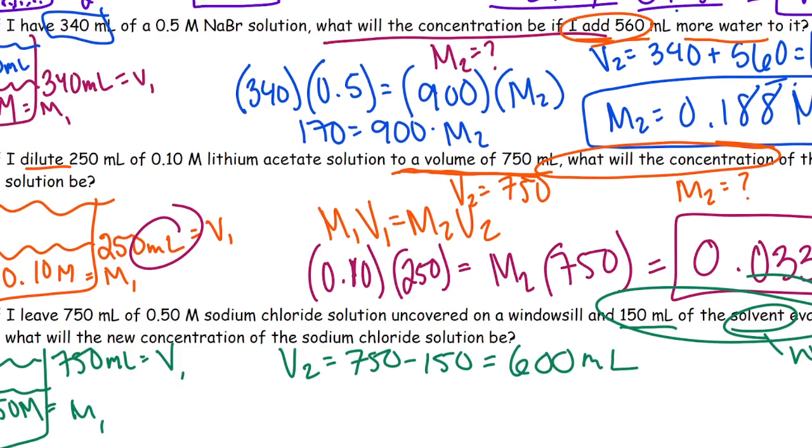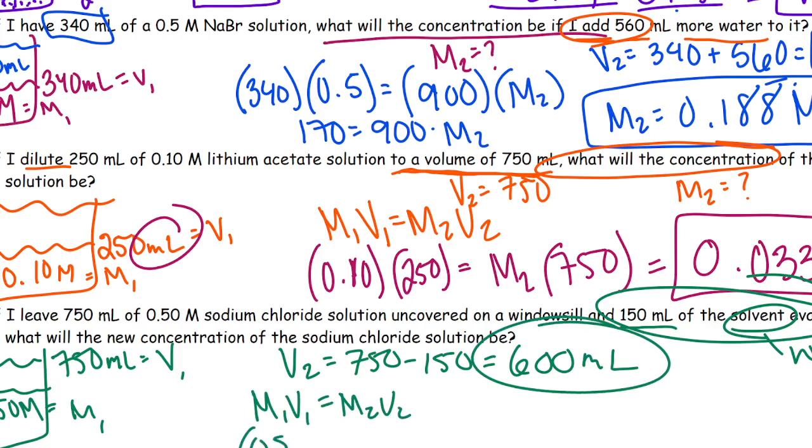No, wait, no. 500. No, it's 600. Oh, yeah. And then we're using our same equation. M1V1 equals M2V2. We are looking for the concentration that's associated with this volume, so we're looking for our M2. My M1 is 0.5. I'm going to multiply that by my V1 of 750. My M2 is what I'm looking for, and my V2 is 600.